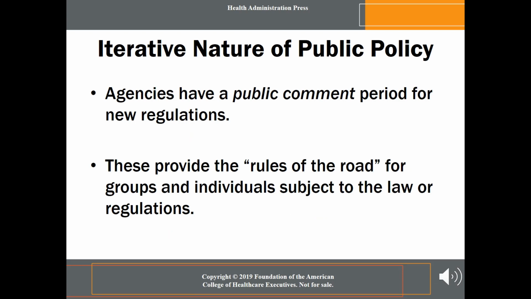The business of adopting rules and regulations does have a process all of its own that is governed by the Administrative Procedure Act of 1946. This law requires an agency to publish proposed rules or regulations in the Federal Register and allow time for comment.